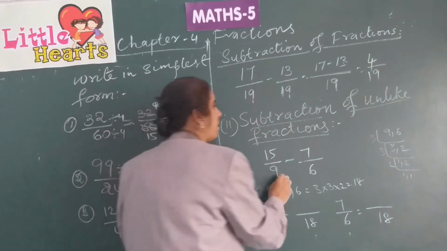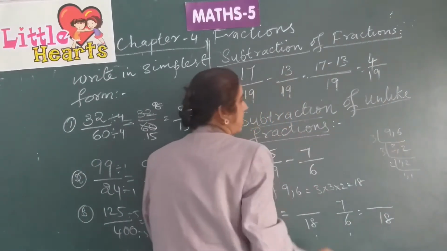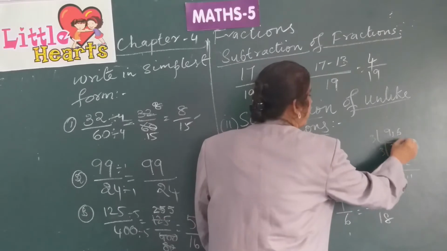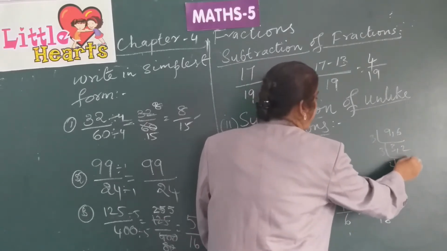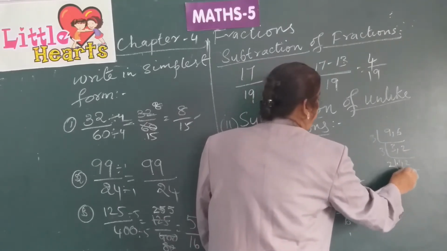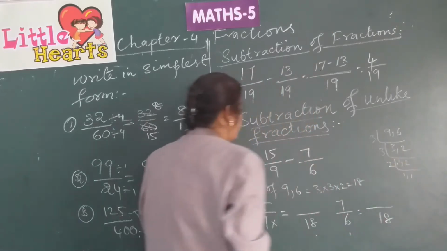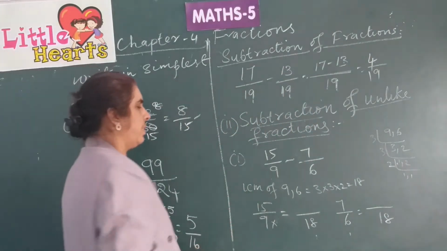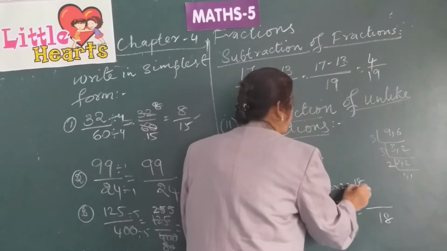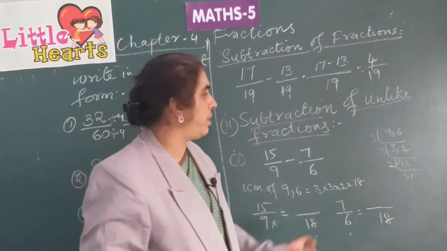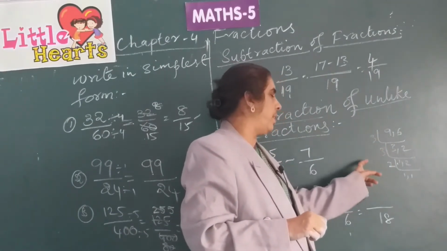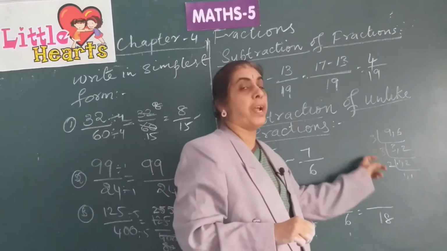So take the LCM of 9 and 6. 3 3s are 9, 3 2s are 6. 3 1s are 3, bring down 2. Now 2, bring down 1, 2 1s are 2. So LCM of 9 and 6 is 3 into 3 into 2, 18. So for finding out the LCM, never use numbers other than prime numbers.